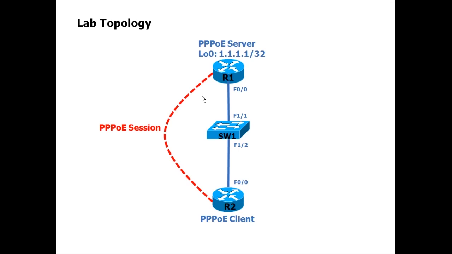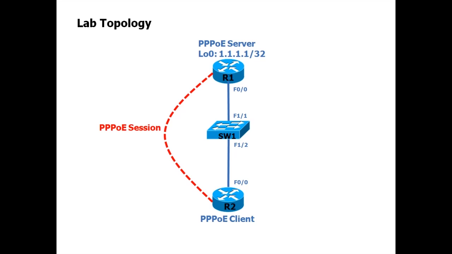Very simple. We're going to have router 1 and router 2. They're plugged into ports that are in the same VLAN on switch 1. Router 1 is going to be our server. Router 2 is going to be our client. And we're going to nail up this PPPoE session from router 1 to router 2.